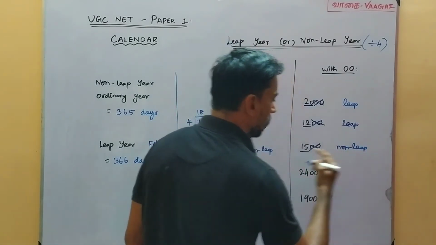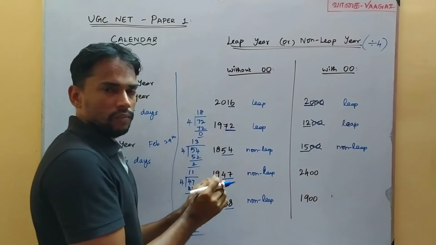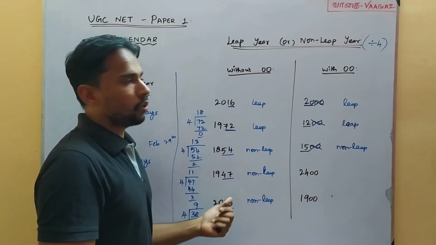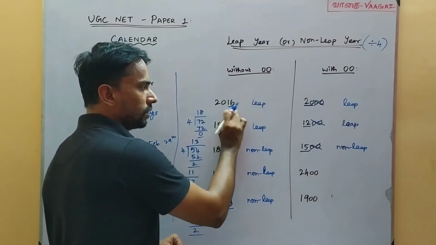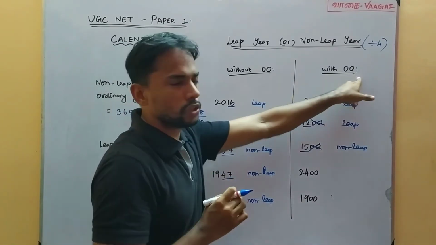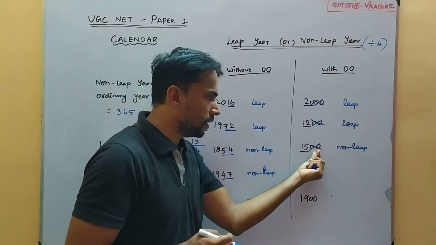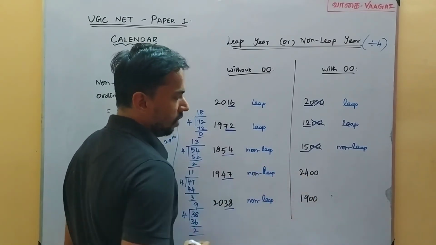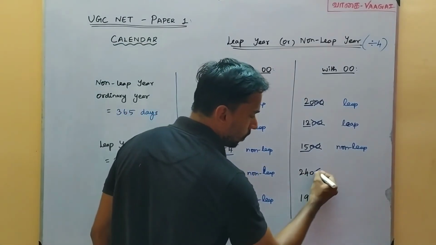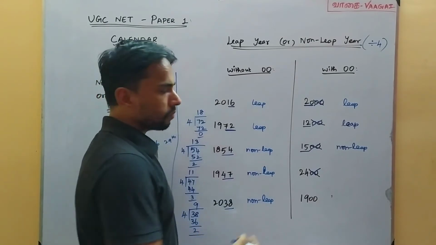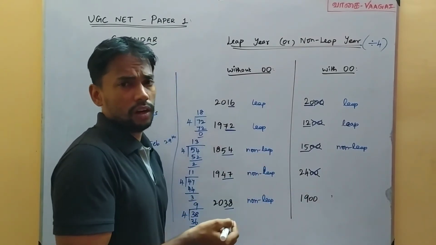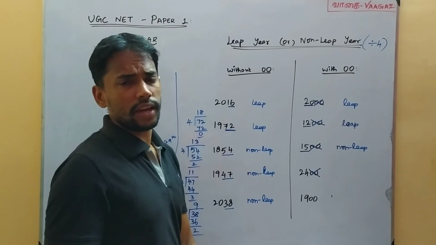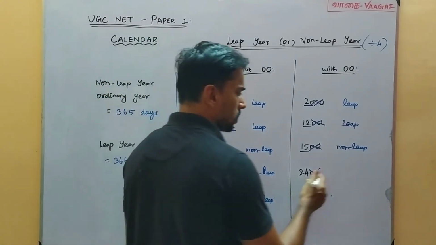Okay. So the condition is going to be the same, but which digits we take, that matters. So without 0 0, take the last two digits. With 0 0, take the digits except the last two. Next we have 2400. Again remove 0 0. We have got 24 here. So very easily we can say 4 6s are 24. So this is again divisible.